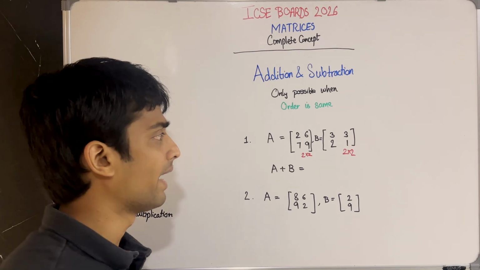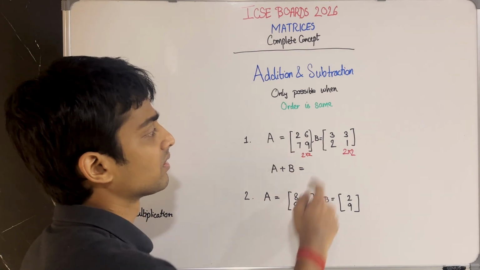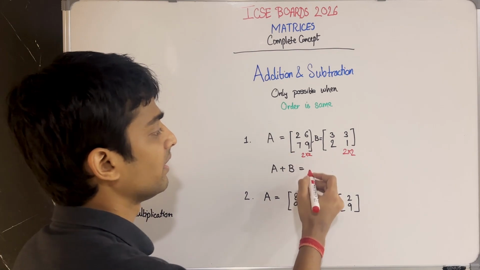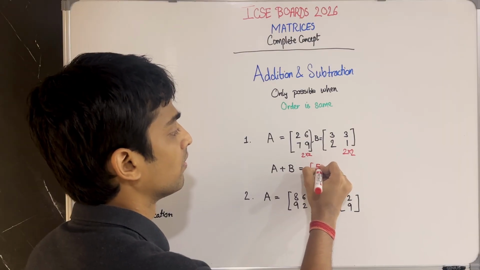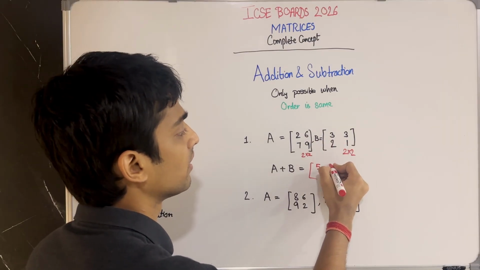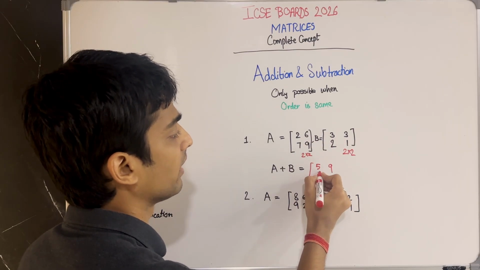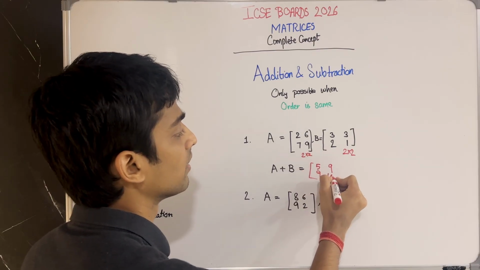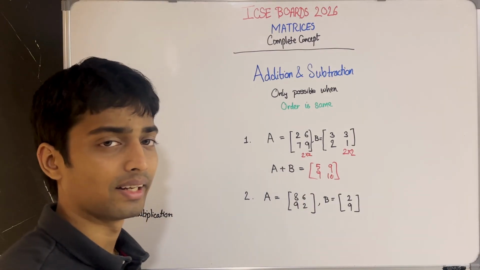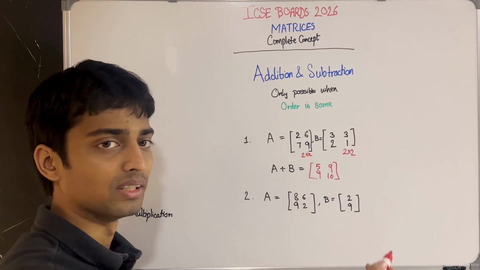We have to add corresponding elements. So 2 plus 3 is 5. 6 plus 3 is 9. 7 plus 2 is 9. 9 plus 1 is 10. So we have 5, 9, 9, 10. This is the answer of A plus B.